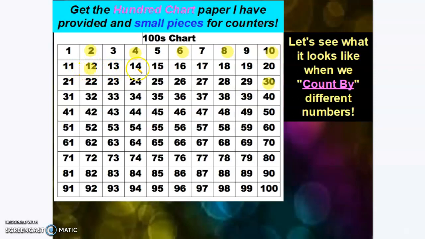12, 14, 16, 18, 20. I'm starting to see another pattern coming. All right, let's keep going. 22, 24, 26, 28, and there we ended with 30. So now what other pattern do you see?